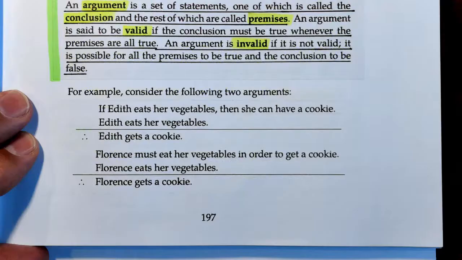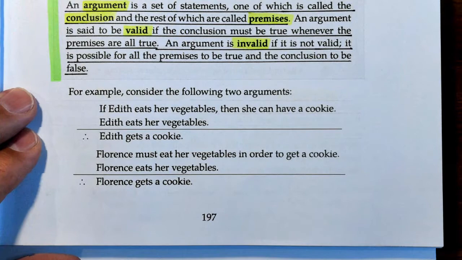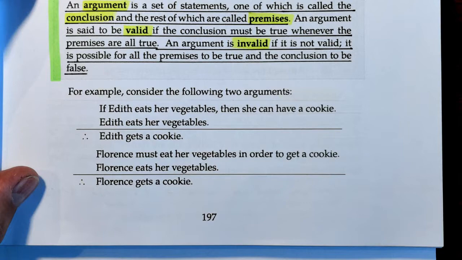He then continues with an example. Consider the two following arguments. If Edith eats her vegetables, then she can have a cookie. Edith eats her vegetables, therefore Edith gets a cookie. The second argument. Florence must eat her vegetables in order to get a cookie. Florence eats her vegetables, Florence gets a cookie. The book then concludes that the second argument is not valid, but only the first argument is valid, and it's quite an interesting thing to think about.